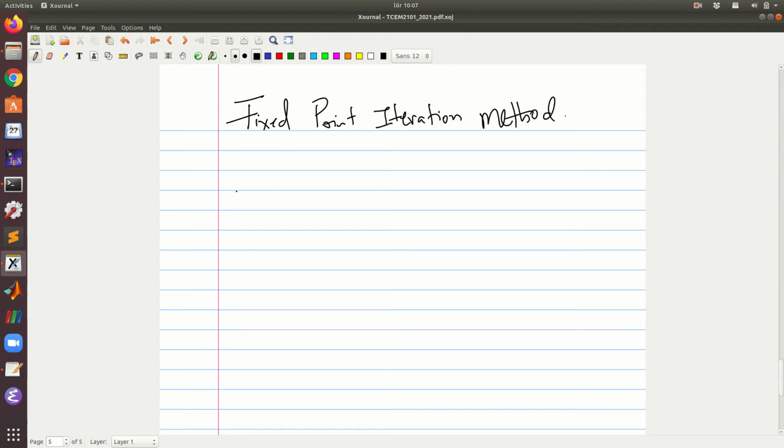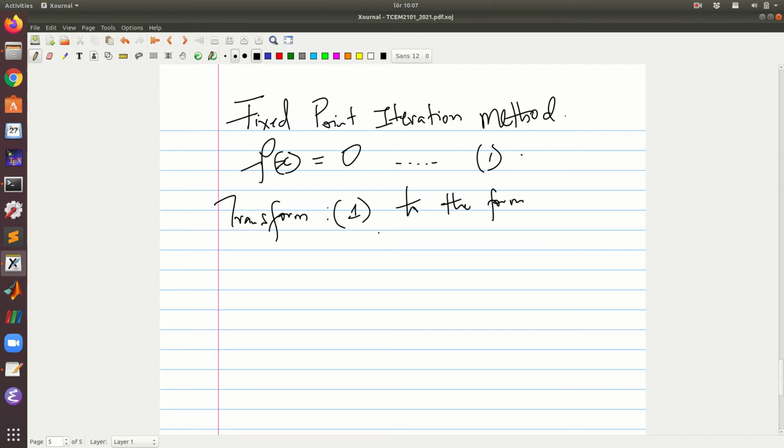Okay, so we will start by saying we consider a function f of x equals 0, whose zeros or roots we want to find. We can call this equation 1. The procedure for the fixed point iteration is that we transform 1 into the form x equals phi of x.